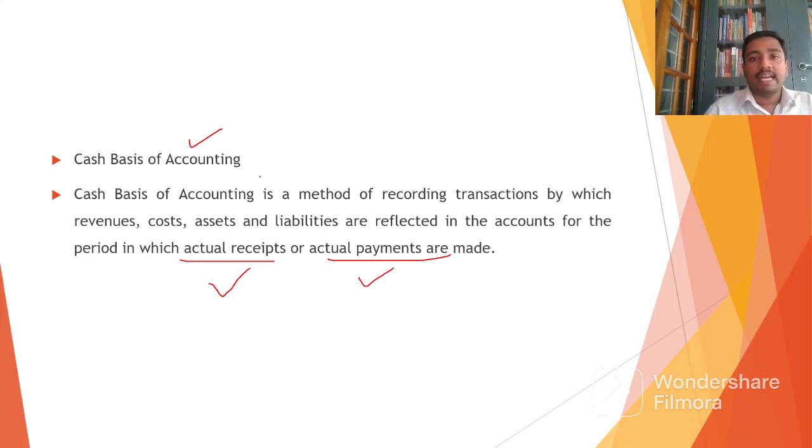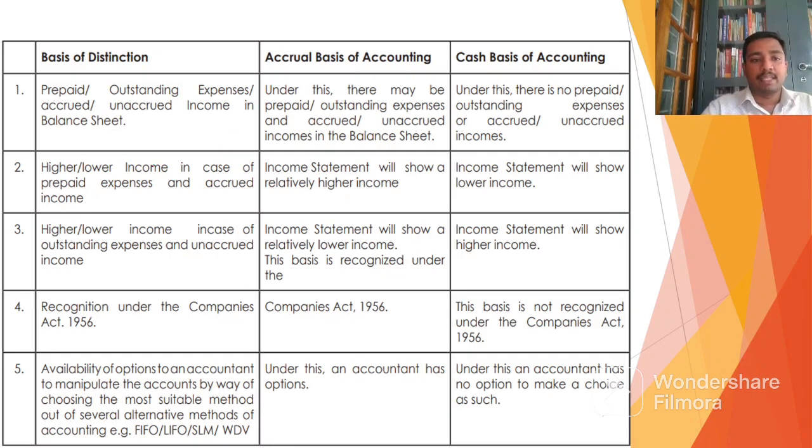Now let's see a differentiation between the accrual basis and the cash basis. Let's see prepaid and outstanding expenses, etc. in the balance sheet. In accrual basis, all these things can be recorded into the books of account, like prepaid expenses, outstanding expenses, accrued expenses, or accrued incomes. Everything can be recorded. But what about cash basis? These items cannot be recorded if we are following a cash basis of accounting.